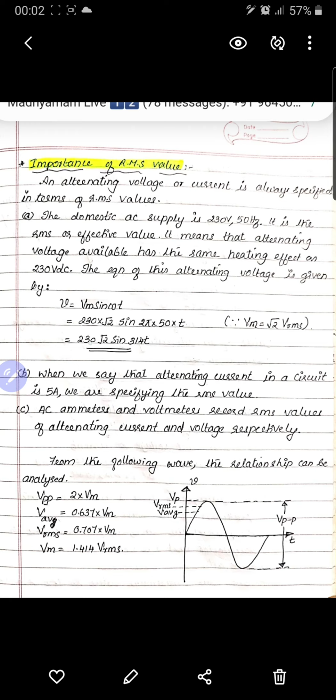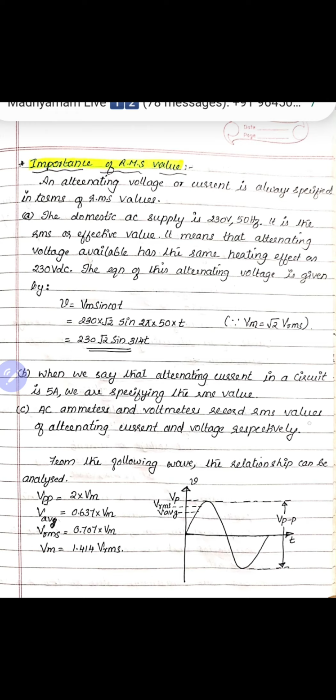That's the thing. So V is equal to Vm sin omega t. We can put Vm as 230 into root 2, because we have the RMS value. We know that Vm is equal to root 2 Vrms. Then next point, when we say that alternating current in a circuit is 5 ampere, we are specifying the RMS value. Remember that. Then AC ammeter and voltmeter record the RMS value of alternating current and voltage respectively.